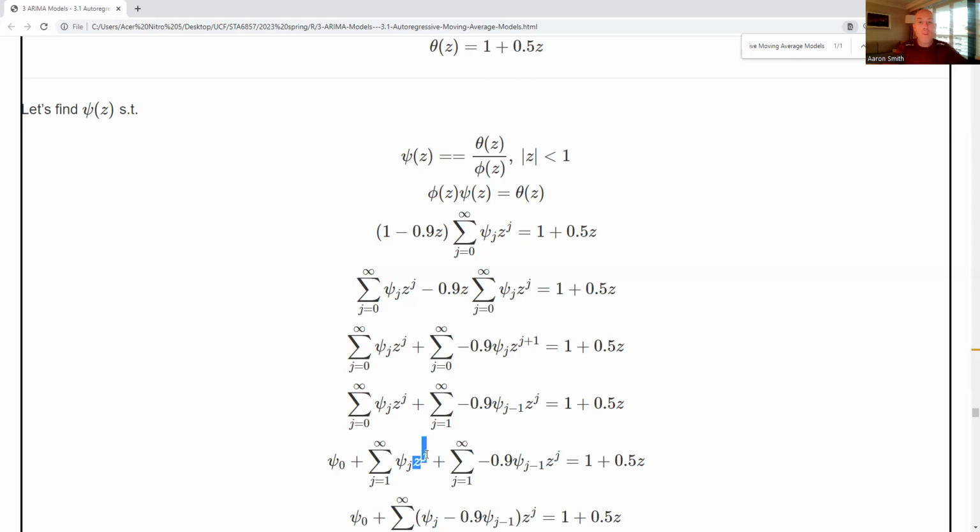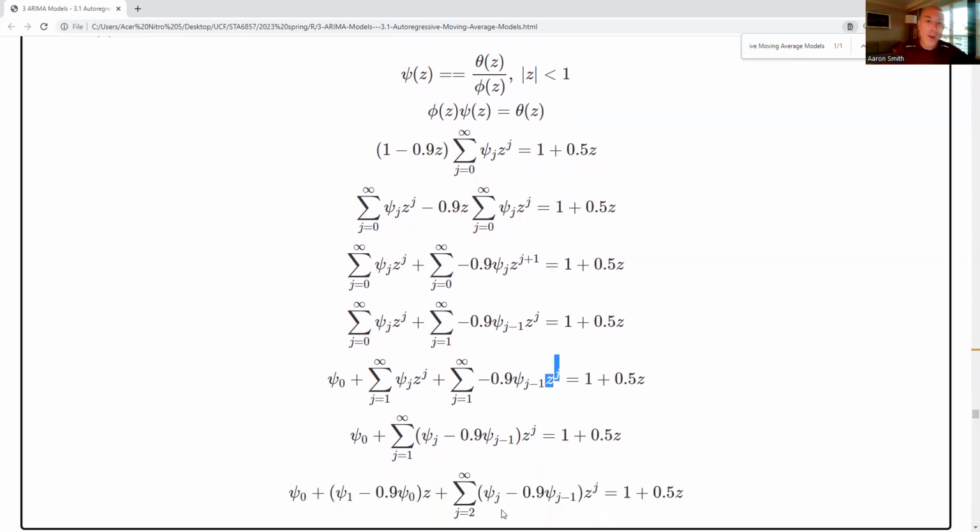And the exponent of z matches the exponent of z. Now I'm ready on the left-hand side to combine like terms. And when I do that, boom, look at that. Everything has cleaned up nicely. I've got this down to a constant plus a series on z.